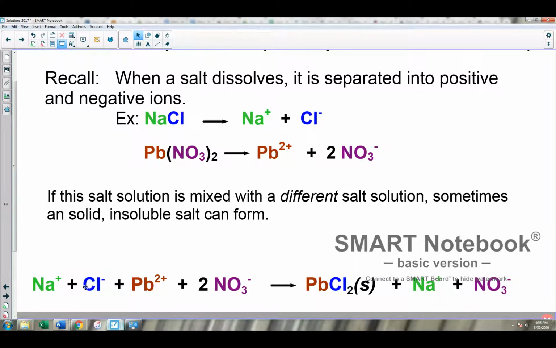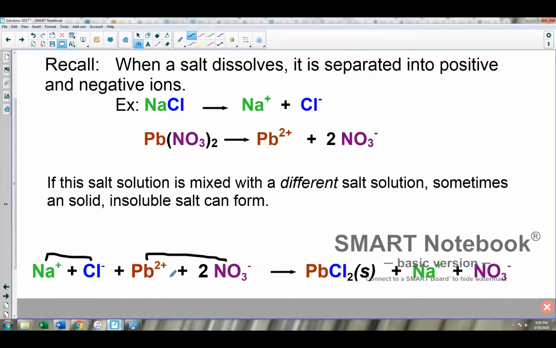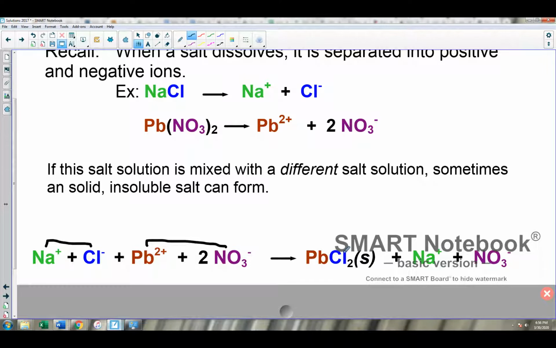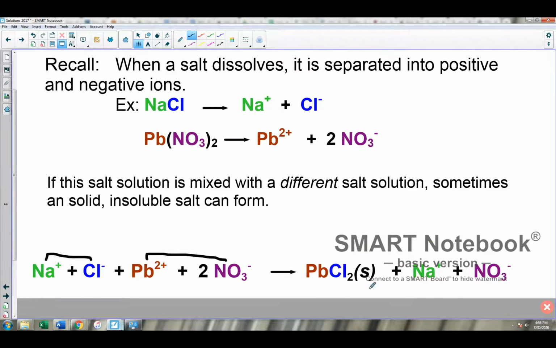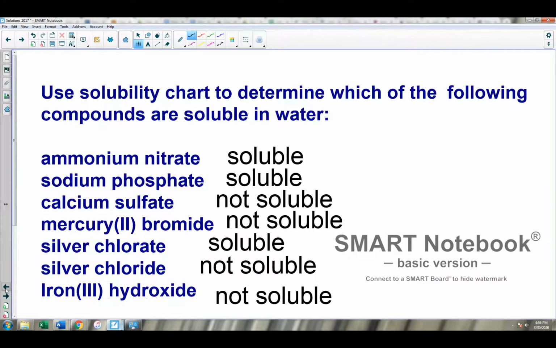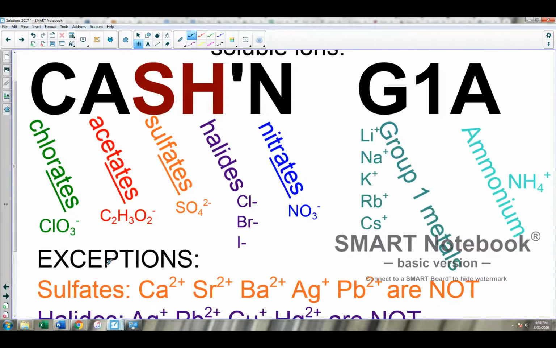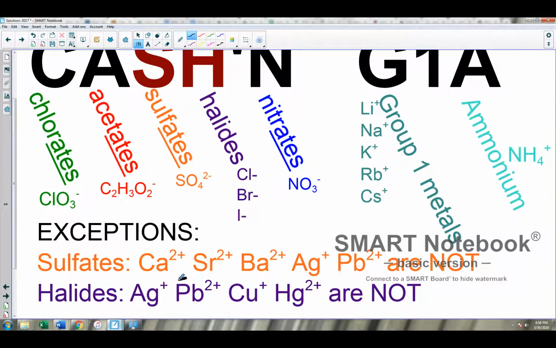So if we write this out as all the different ions together, this was sodium chloride separated into 2 parts, and this was lead nitrate separated into 2 parts. When you dissolve in water, they separate, but when I mix all 4 of them together, what ends up happening is lead chloride, according to our solubility rules, is an exception. Lead halides do not dissolve.